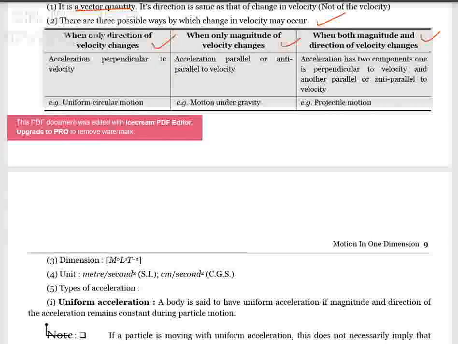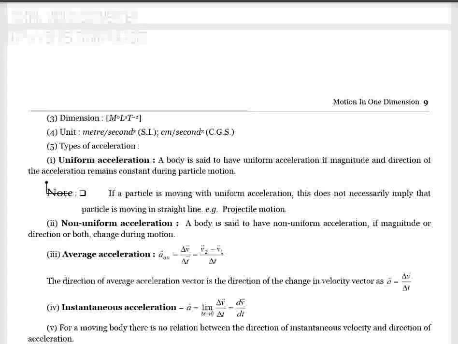For uniform circular motion, only the direction is changed. For motion under gravity, only the magnitude is changed. And in projectile motion, both direction and magnitude change. And the dimension is L times t to the power of minus 2, L to the power of 1. That means the SI unit is meter per second square.